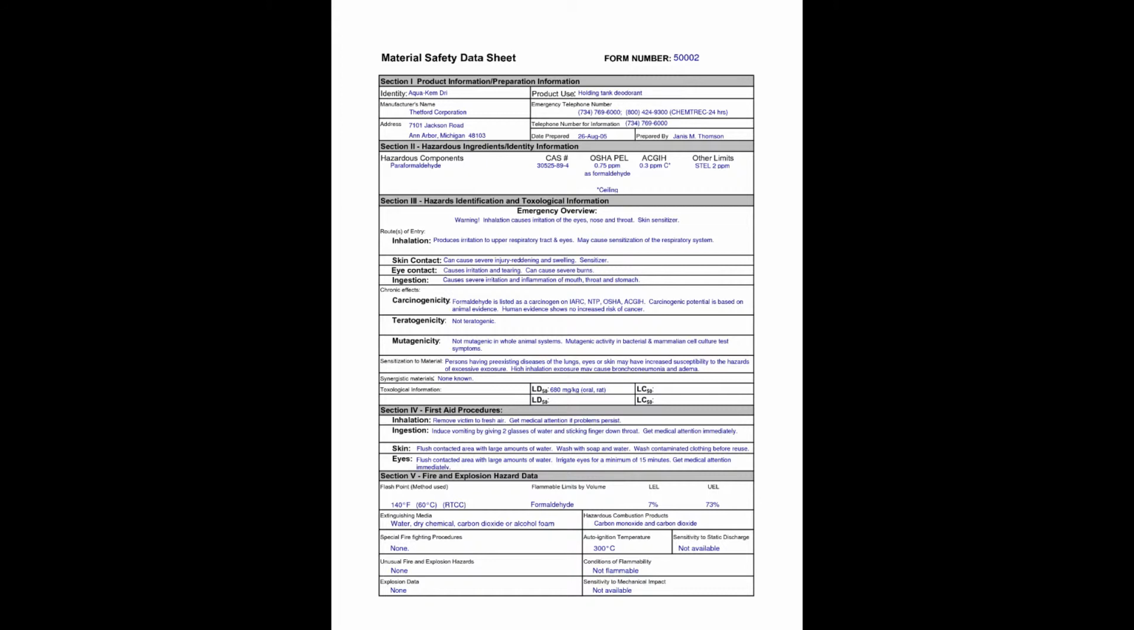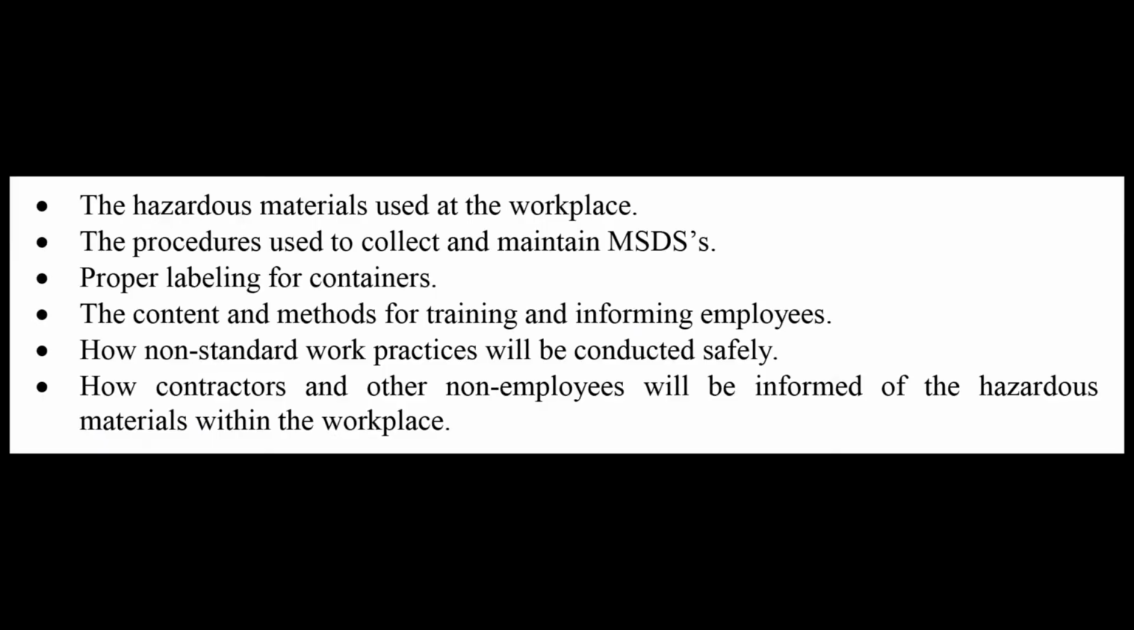Section 9, Physical and Chemical Properties, lists the chemical's characteristics. Section 10, Stability and Reactivity, lists chemical stability and possibility of hazardous reactions. Section 11, Toxicological Information, includes routes of exposure, related symptoms, acute and chronic effects, numerical measures of toxicity. Section 12, Ecological Information.